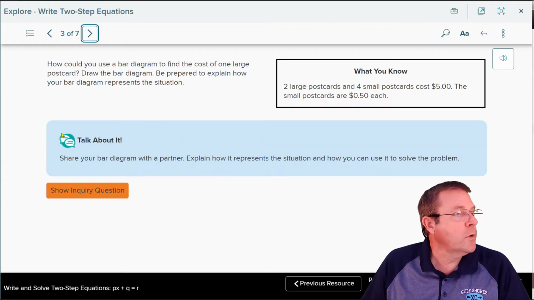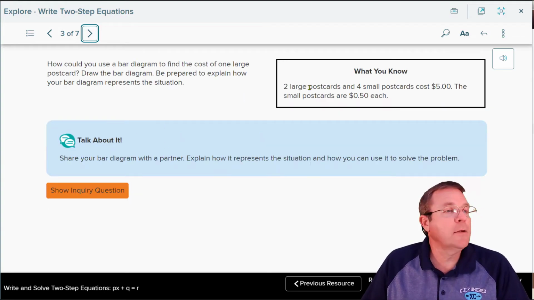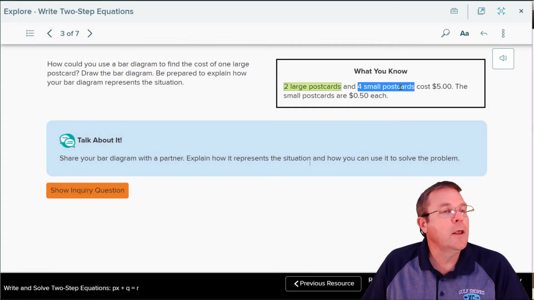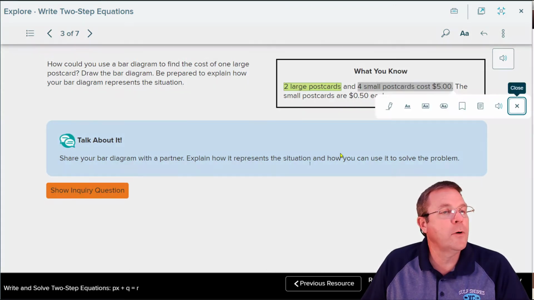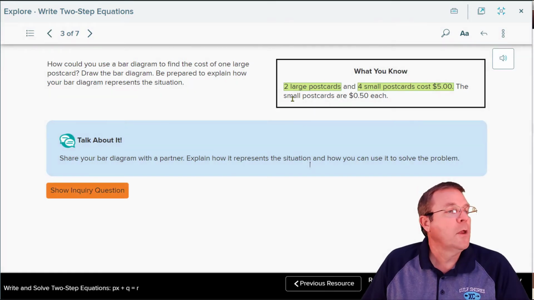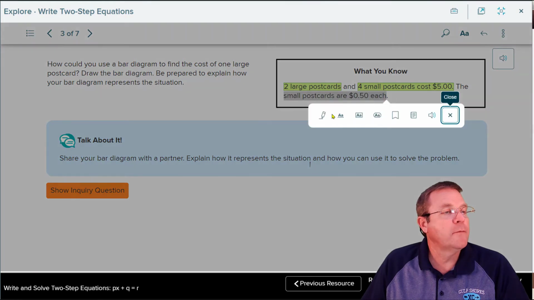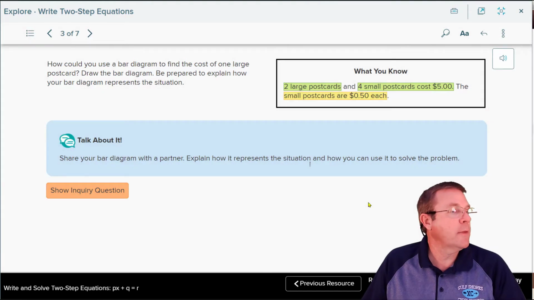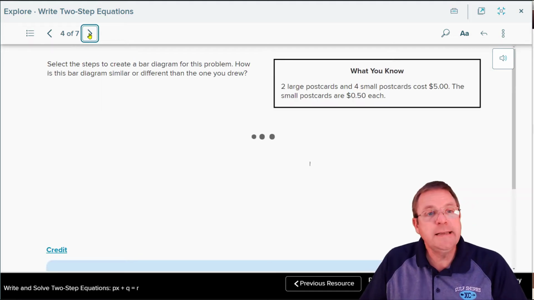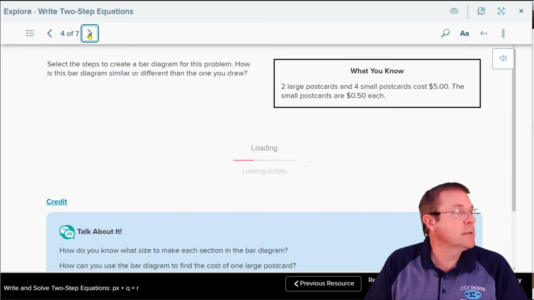To work it, we're going to do this as a bar diagram, and we're going to recognize what we know. First, we know that she bought 2 large postcards. Let's highlight that, and 4 small postcards, and together those cost $5. We also know that the small postcards are 50 cents each, so we're going to highlight that as well. We're going to make ourselves a bar diagram to represent this information, and it's going to look something like this.